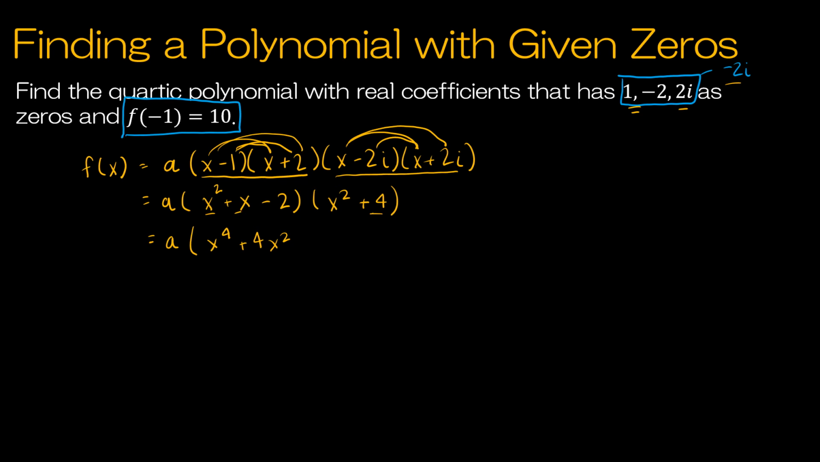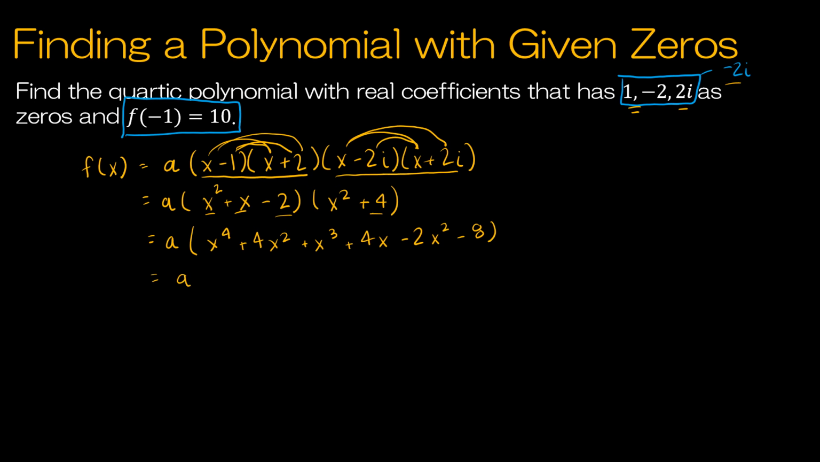Now I'm going to distribute x. So x times x squared is x cubed. x times plus 4 is plus 4x. Minus 2 times x squared is minus 2x squared. Minus 2 times plus 4 is minus 8.